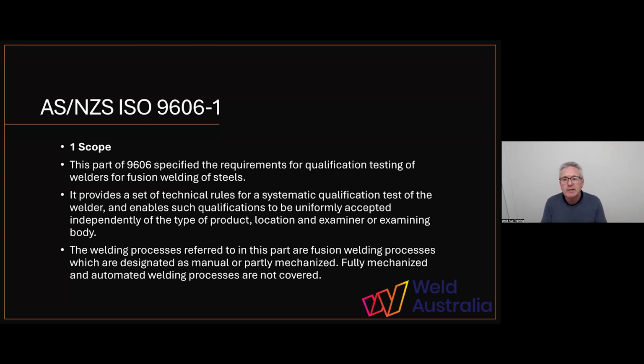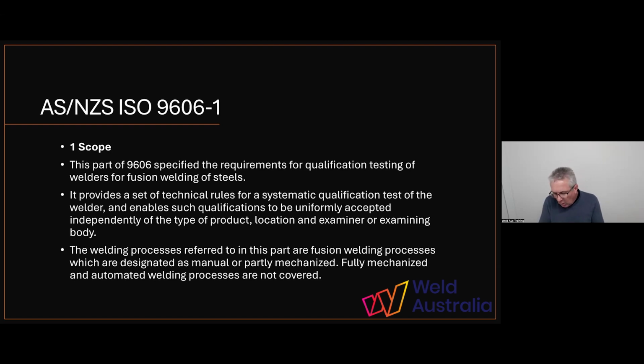It provides a set of technical rules for a systematic qualification test for the welder and enables such qualifications to be uniformly accepted independently of the type of product, location, and examiner or examining body. The welding processes referred to in this part are fusion welding processes, which are designed as manually or partially mechanized; fully mechanized or automated welding processes are not covered.